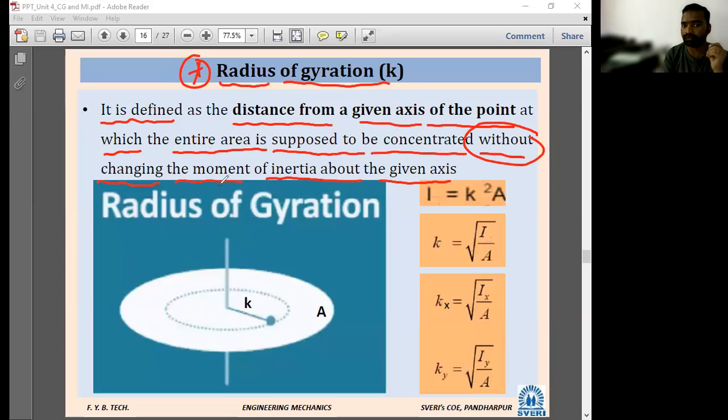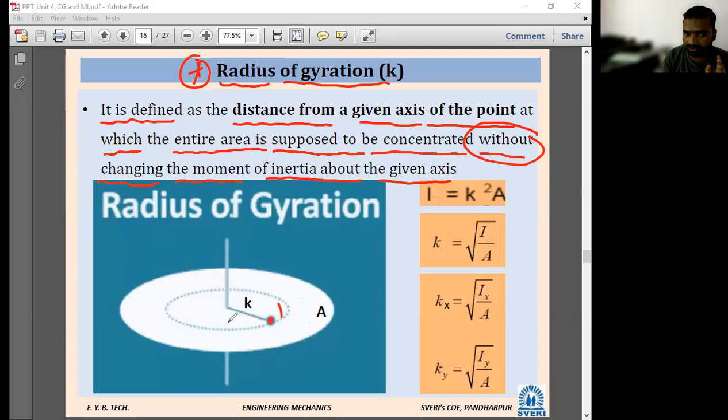Okay. उधर also हम same लिखे थे ना. It is the distance of a given axis, a point in which whole area is assumed to be concentrated. इधर also the distance from the given axis of the point at which the entire area is supposed to be concentrated. But again, what we reckon? Without changing the moment of inertia. Okay. So see, this is the figure. If he has taken one elemental part A. Okay, its area is A.